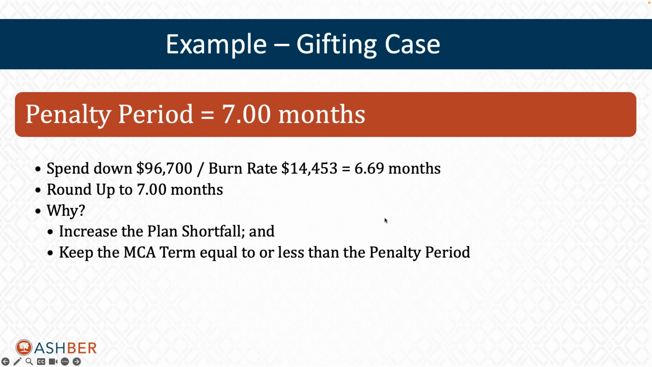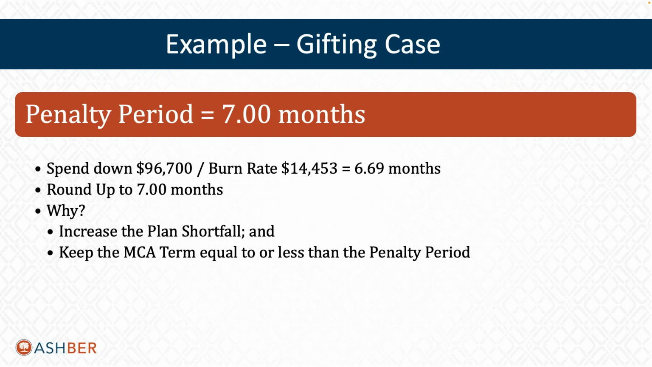So we calculate a penalty of 7 months. How did we do that? We took the spend down of $96,700 and divided it by the burn rate of $14,453. We actually got a number of 6.69 months, but in almost every case, we get a penalty like this. We're going to round that up to 7 months for a couple reasons.